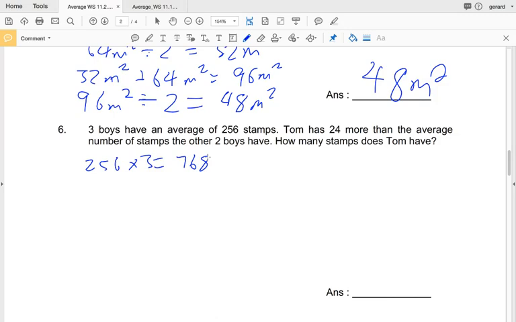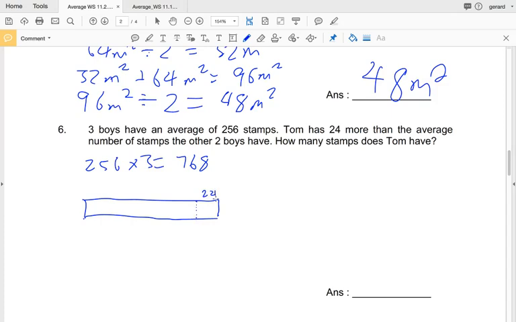So, okay, what we can do here is draw a model to understand it better. If we draw one full bar to represent the 3 boys, then we say that Tom has 24 more than the average number of stamps the other boys have. So Tom actually has more, right? So if this is 24, Tom is 24 more.